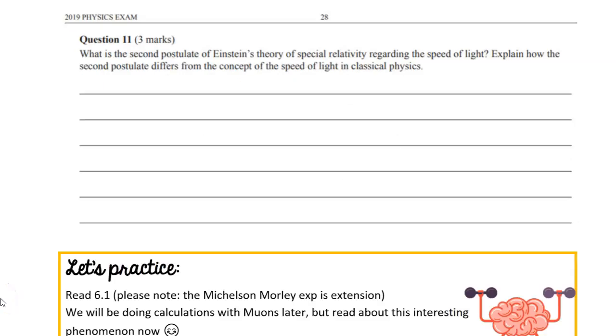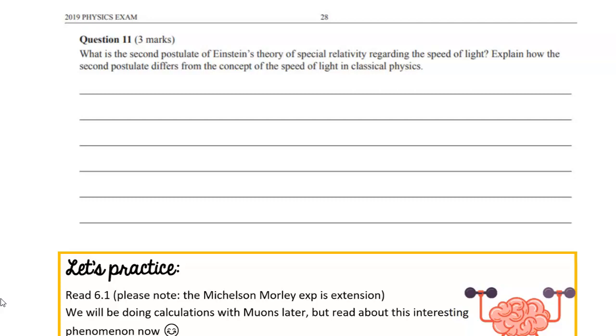Okay, I'm getting terrible flashbacks to this question. It says, what is the second postulate of Einstein's theory of special relativity regarding the speed of light? Explain how the second postulate differs from the concept of the speed of light in classical physics. So this is a 3-mark question, and I'll give you a hint, only 9% of people got 3 marks for this question. So I know that we can definitely be up there if we're really, really careful, and we're mindful of the mark scheme here.